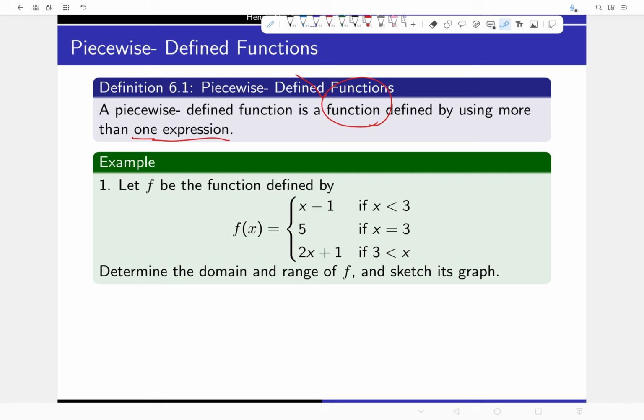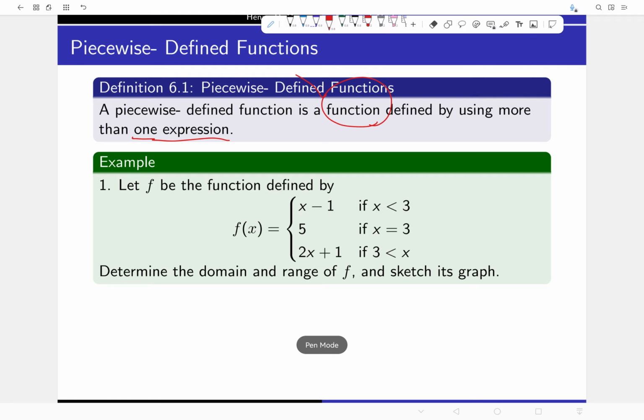First, f is defined by f of x equals x minus 1 if x is less than 3. So the domain contains all x that are less than 3. The function f is defined by f of x equals 5, a constant function, only if your domain contains only x, which is 3. And your function is defined by f of x equals 2x plus 1 if x is greater than 3. We will determine the domain and range and sketch the graph.